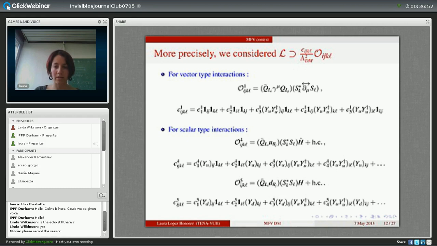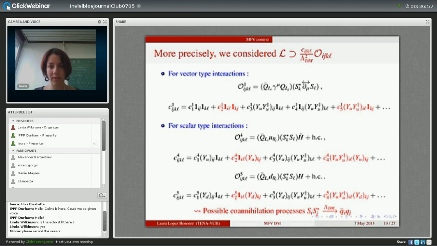Okay, something that I wanted to highlight here is that some of these terms are going to introduce the possibility to have co-annihilation processes through this dimension 6 operator, which is the possibility to make an interaction between one component of the S triplet with another component of the S triplet, which will annihilate, or better said, co-annihilate into a couple of quarks. So this is something that we are going to see changes a bit the picture of dark matter in the minimal flavor context compared to simple Higgs portal scenarios.